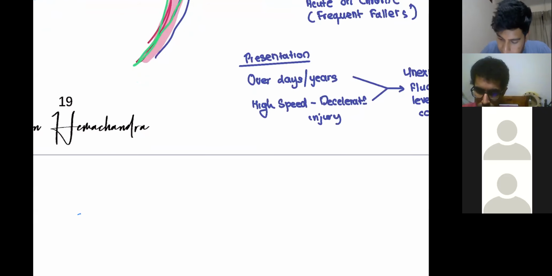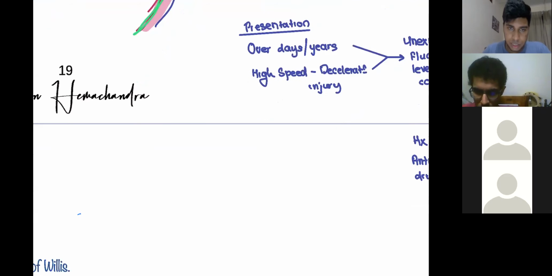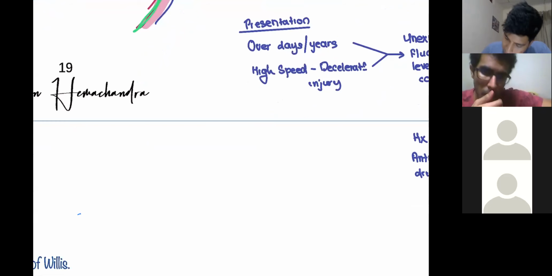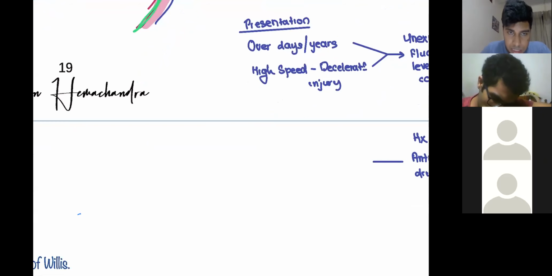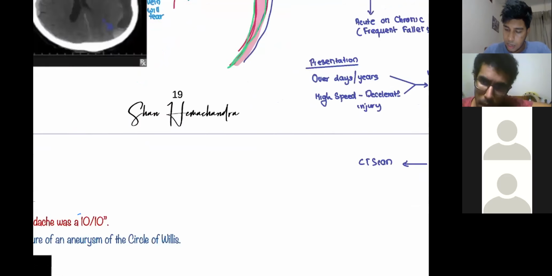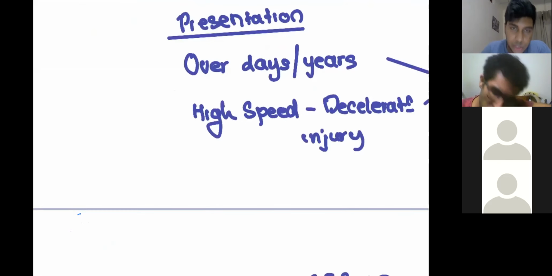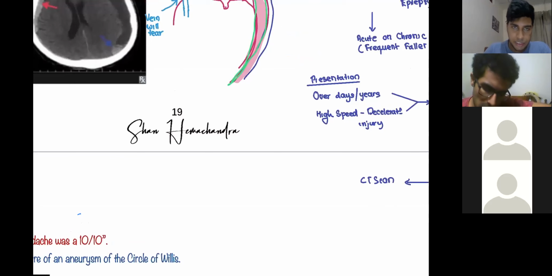Okay. So when you talk to this patient, if he has a history of falls, or if they have been using anticoagulant drugs for a long time, if they are patients with something like hypertension, basically elderly patients, then you need to do a CT scan. Okay. Unexpected, this could be over days or years. Remember, they are frequent fallers.